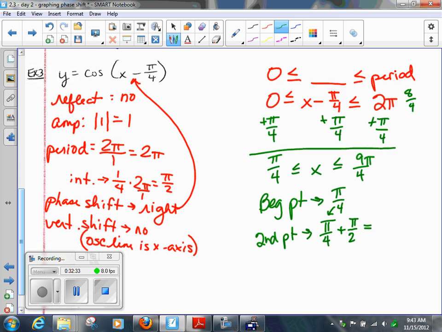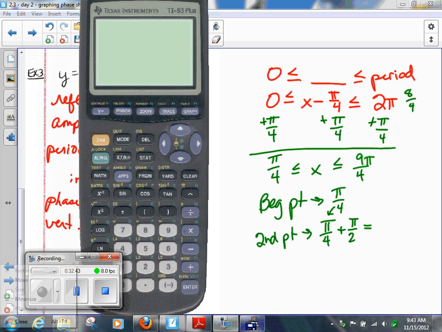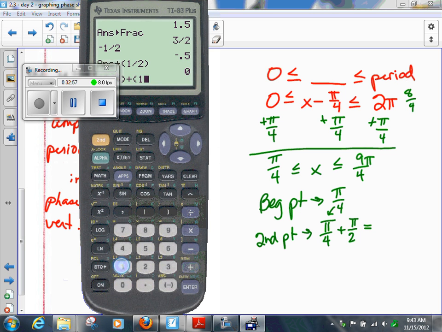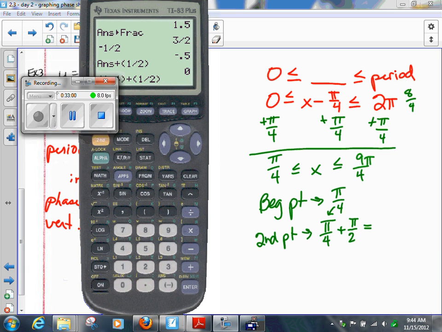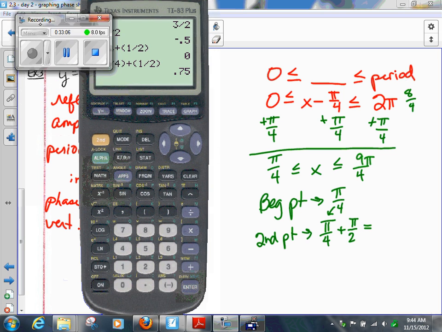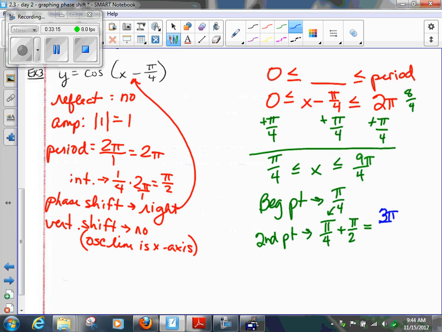All right, calculator. Braden, will you cut that on for me? Thank you. All right, so 1/4 plus 1/2. I hope that's 1/4 plus 1/2. Oh, what's it going to be? A number. Math frac. 3/4, right? All right, so that means my second point is 3 pi over 4.